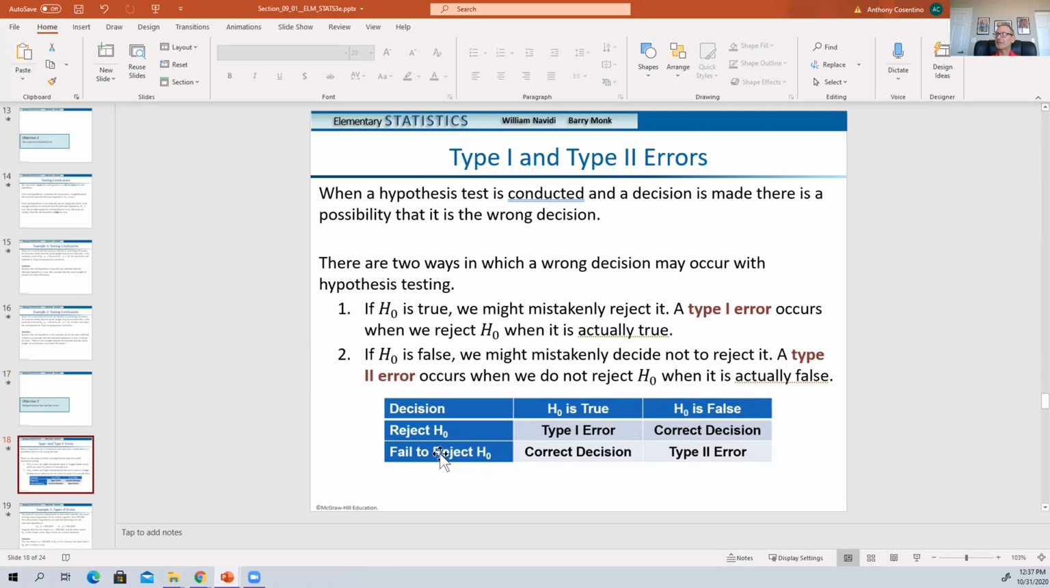And then a type 2 error is when H0 is actually false. If H0 is true and you fail to reject, that would be the correct decision. But if it's actually false and you fail to reject, that's called a type 2 error. And so I always have to go back to the table to try to figure this out. Let me show you one example.